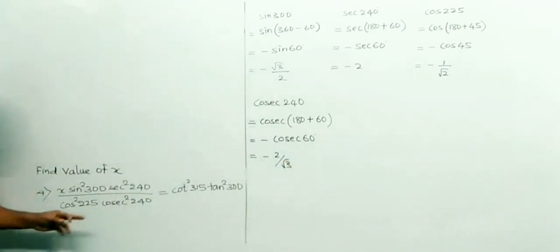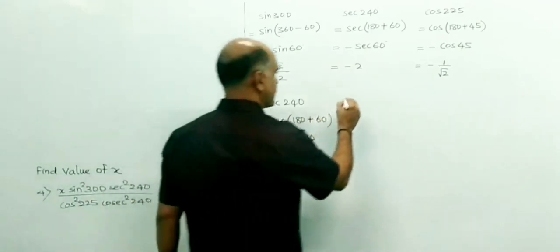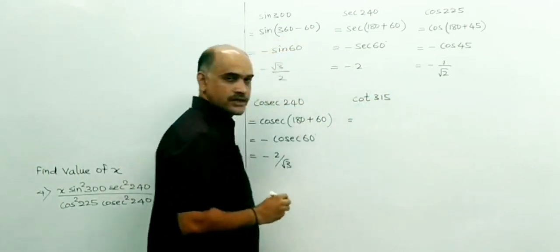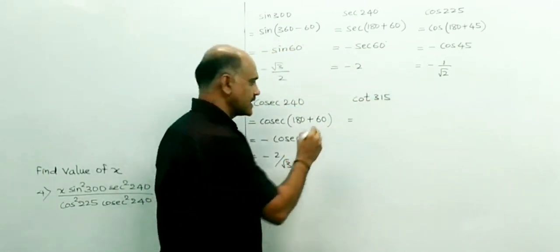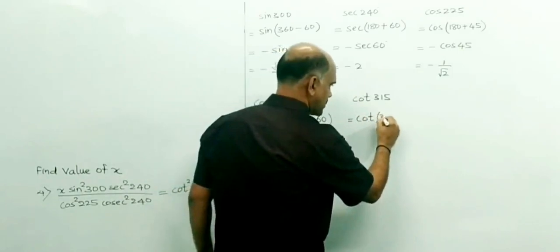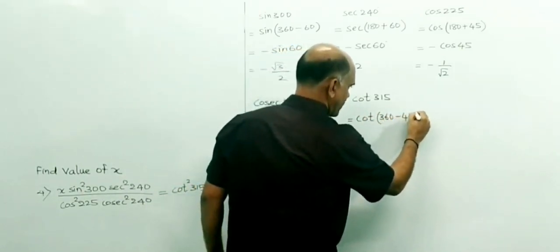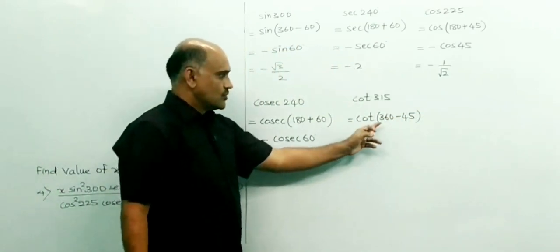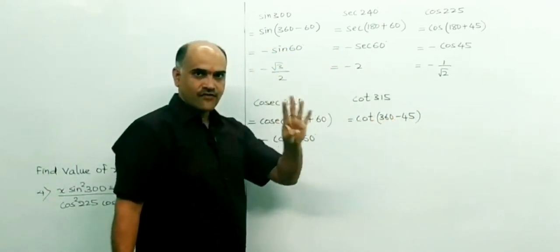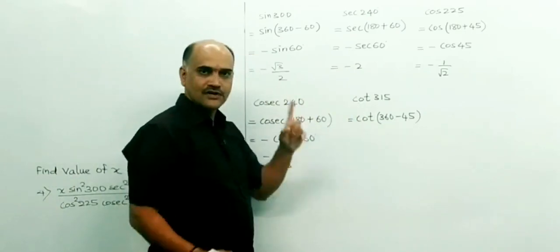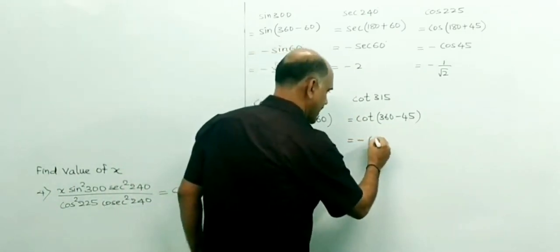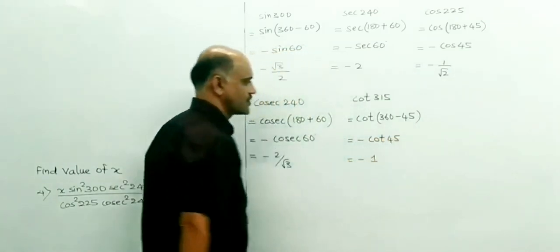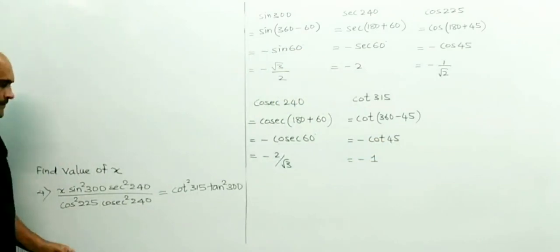Cot 315. So this is near to 360. So cot 360 minus 45. 360 minus means it is in fourth quadrant. In fourth quadrant, cot is negative. So you will have minus cot 45. Cot 45 is 1. So the answer you will have is minus 1.